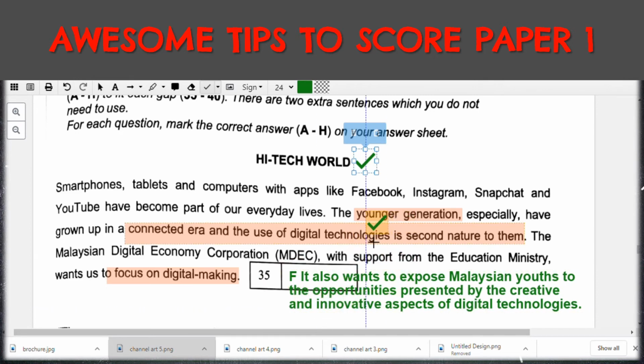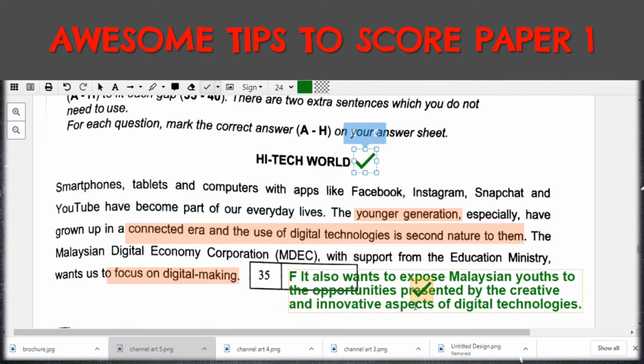For example here, younger generation. Younger generation means Malaysian youth. Okay? Now, the younger generation especially have grown up in a connected era and the use of digital technologies. Digital technology is second nature to them. Okay, the keywords here, digital technologies, to focus on digital making. So here, Malaysian youth, younger generation. So, aspect of digital technologies. So here, of course, the best answer would be F.